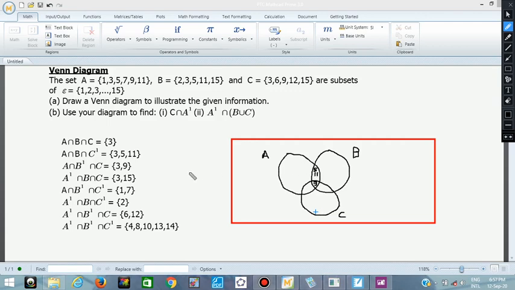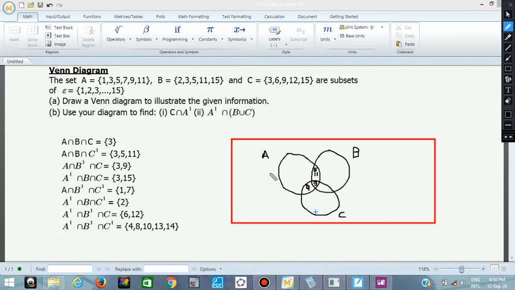Okay. Then go to A and C, elements present in A and C, which is this. A and C, we don't need B. That is 3 and 9. So we already have 3 here, which is A and C. You can see the circle of C and the circle of A. So you put your 9 here. Put your 9.